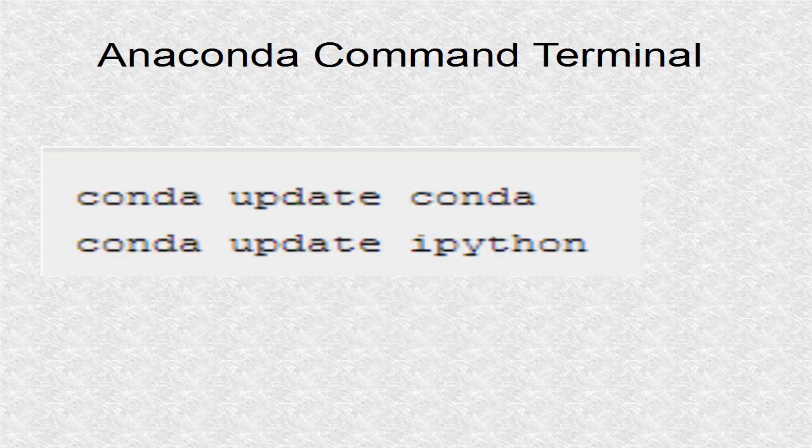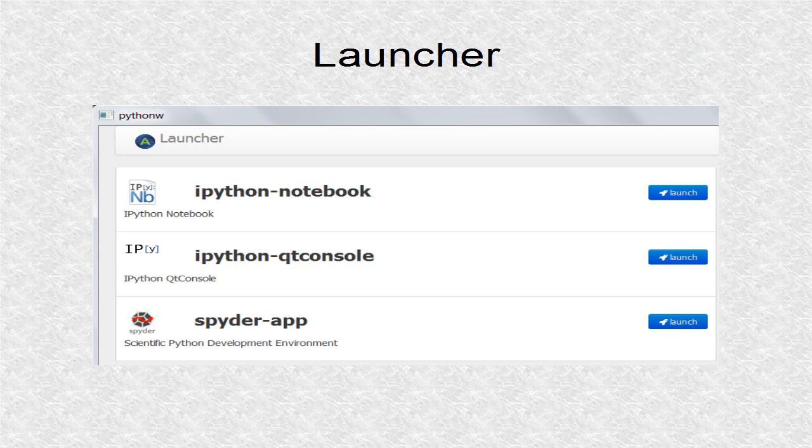The first thing is to enter these two commands in the Anaconda command terminal. These will get new versions if they are available. In the list of Anaconda applications, one is the launcher. Clicking on the launcher will give this. It shows 3 of the common applications in the Anaconda system. However, I prefer the Anaconda command prompt as it allows for passing of arguments. I will show an example of this later.